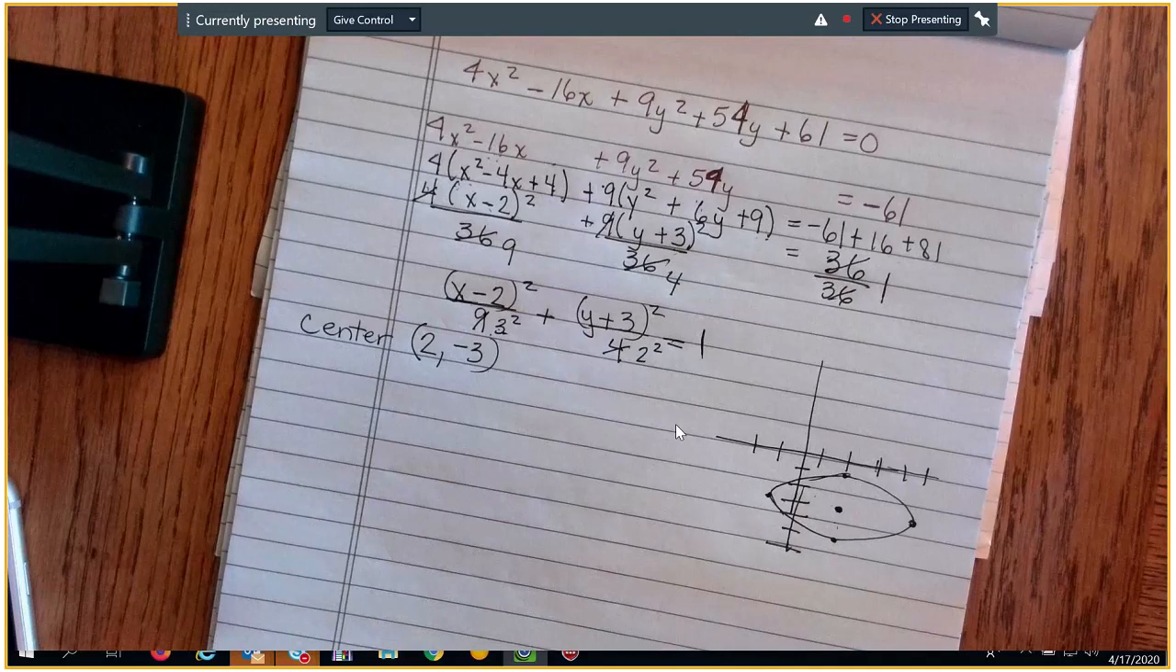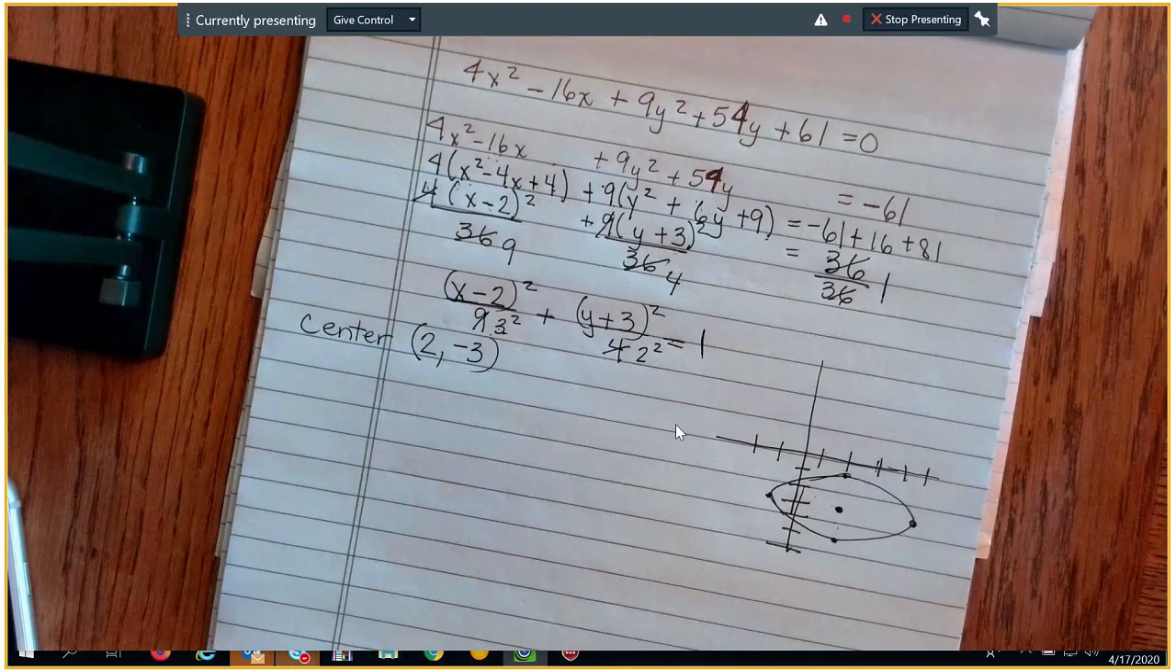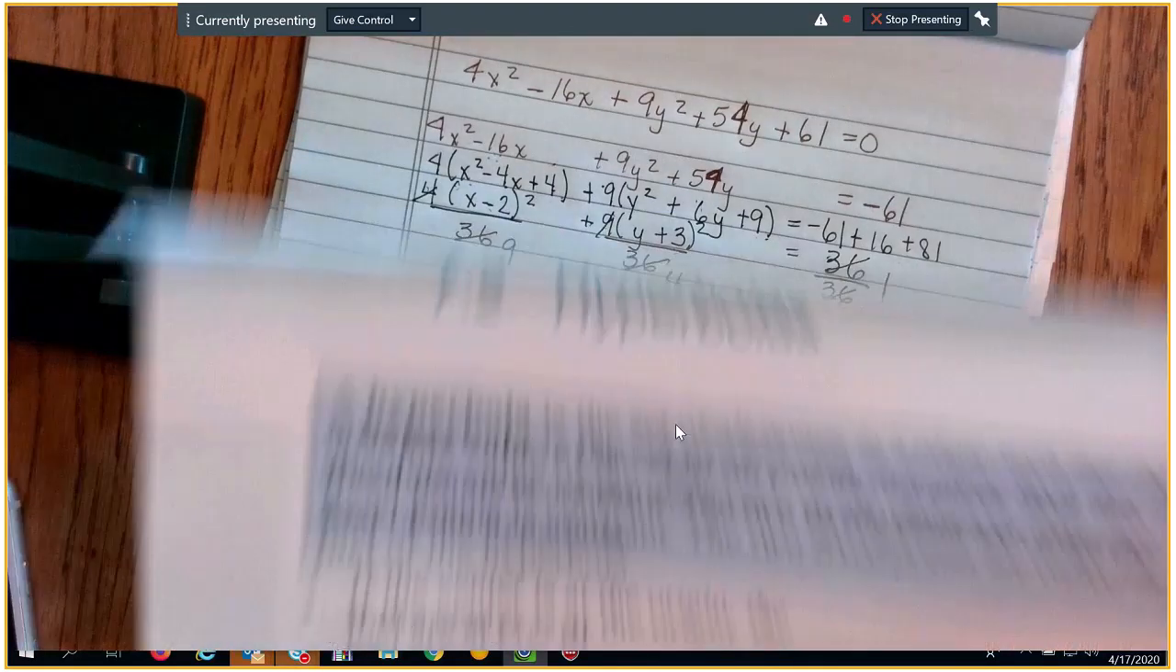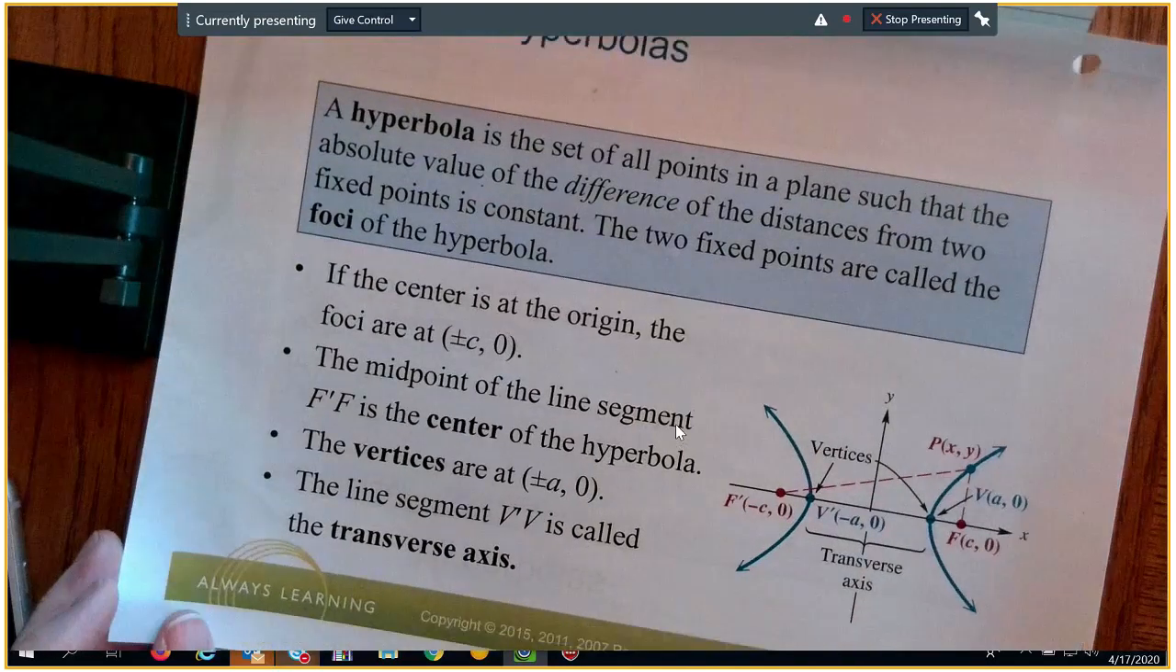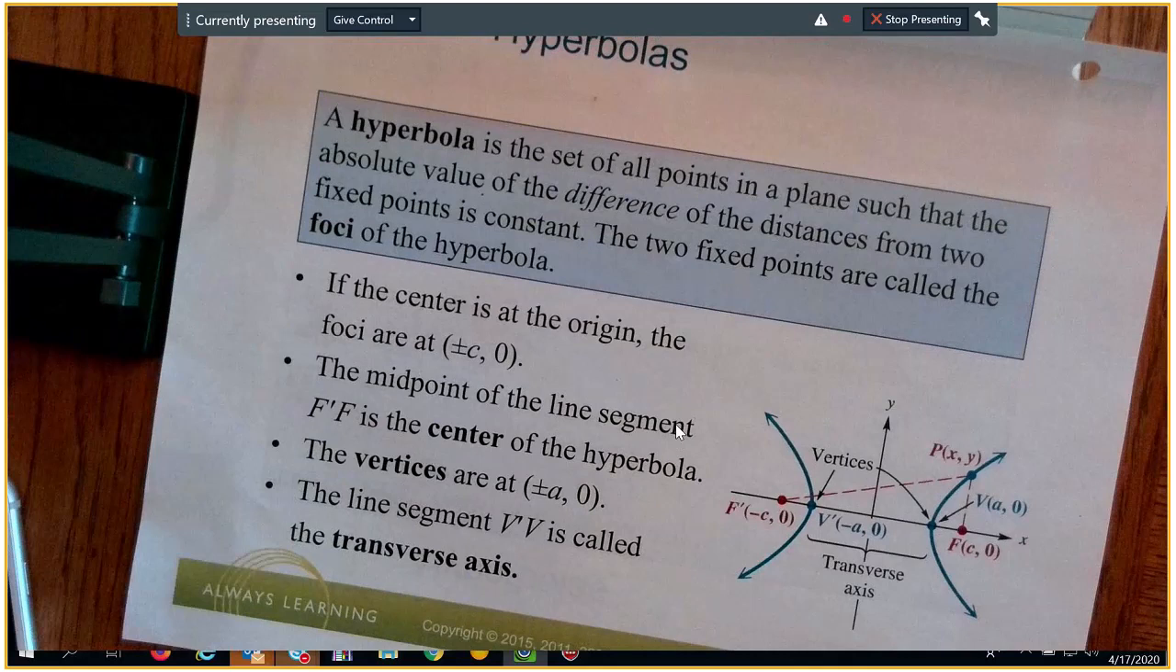So once you graph these, instead of me drawing everything out, I am actually just going to pull up the PowerPoint slides. So this is the last thing we're going to be covering this semester, hyperbola.